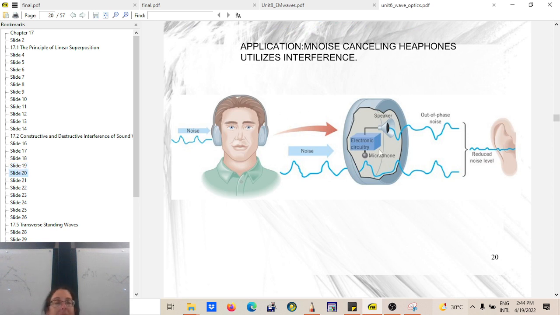Okay, so that's the idea of canceling noise. If you hear noise here, the electronics will be able to produce exactly the opposite waveform. So then it will cancel the sound and it will be better.